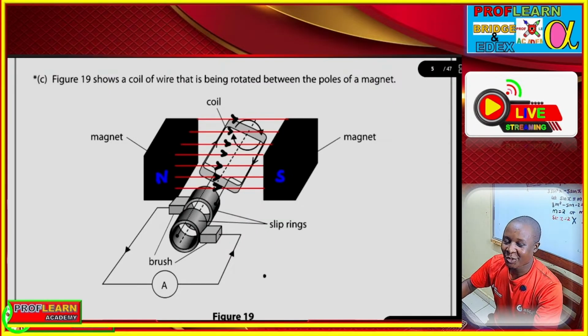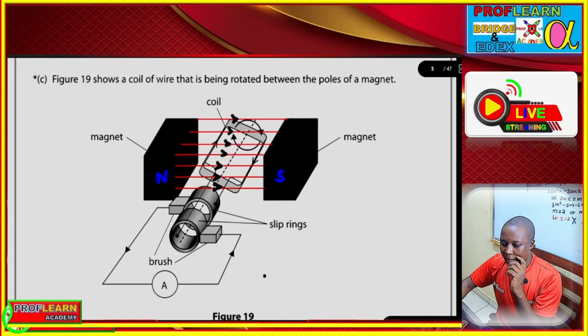All right, so what I'm saying is, when the coil is rotated within the magnetic field, that coil is going to cut the field. And when a coil cuts through the fields, what we are going to have is an induced EMF in the coil, which results in the flow of current.